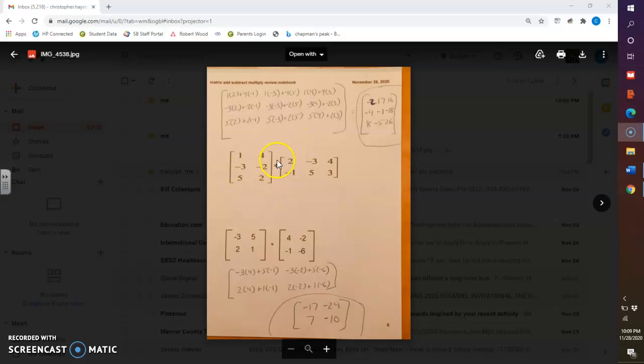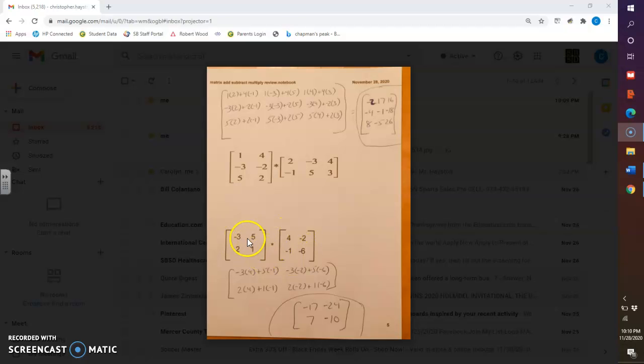My third row, 5 times 2 plus 2 times negative 1, 5 times negative 3 plus 2 times 5, and 5 times 4 plus 2 times 3. And then when I go to clean it up, 2 and negative 4 is negative 2. Negative 3 and 20, 17. 4 and 12 is 16. Negative 6 and 2 is negative 4. 9 and negative 10 is negative 1. Negative 12 and negative 6 is negative 18. 10 and negative 2 is 8. Negative 15 and 10 is negative 5. And 20 and 6 is 26. So here's my answer.